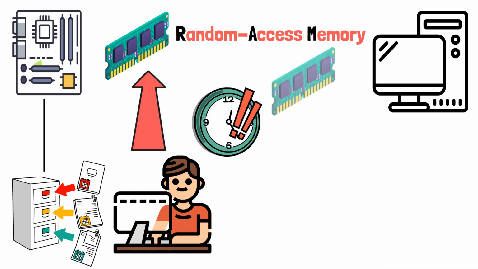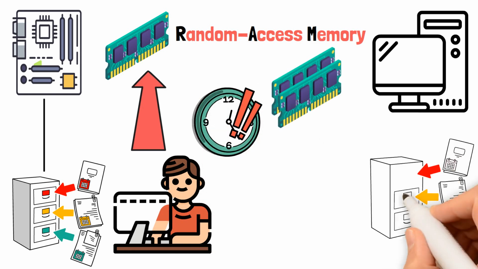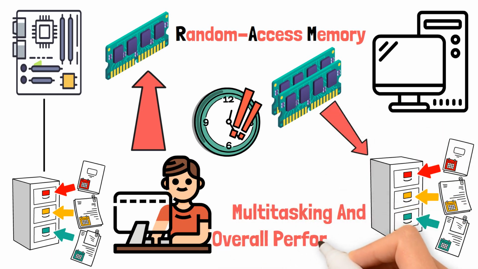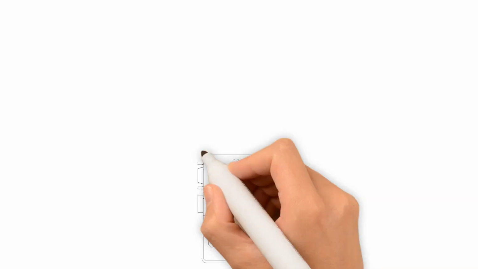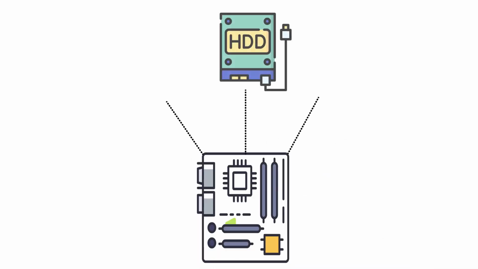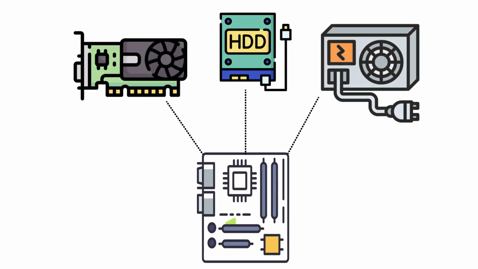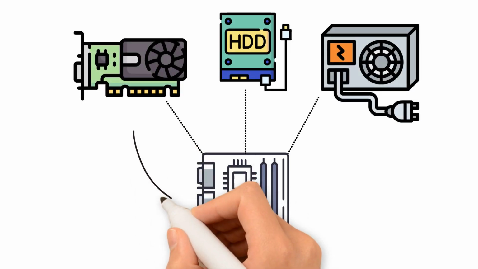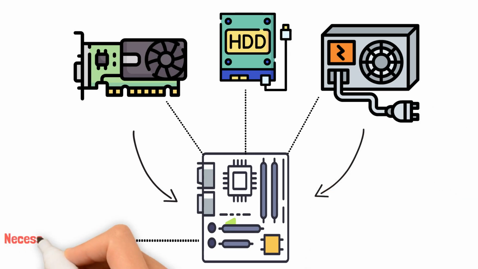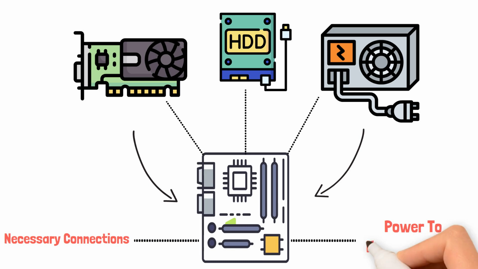The more RAM your computer has, the more it can store and access at once, which can help with multitasking and overall performance. There are also several other components that are connected to the motherboard, including the hard drive, graphics card, and power supply. Each of these components needs to be connected to the motherboard to function properly, and the motherboard provides the necessary connections and power to make it all work.